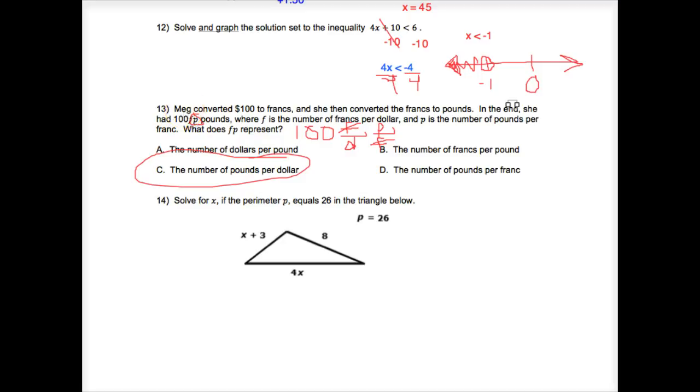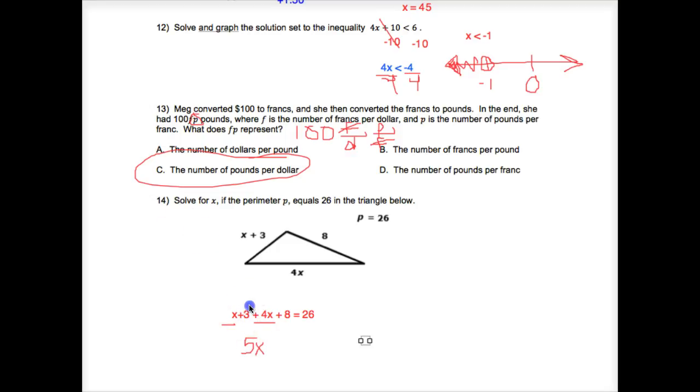Last one, yay! Solve for x if the perimeter is 26. So perimeter means add up all the sides. So x plus 3 is my first side, plus second side, which is 4x, plus 8, which is my third side. I need to set that equal to 26. In order to solve this equation, the first thing I should do is combine like terms. So these are like terms, x and 4x. That gives me a total of 5x. Notice I'm not using opposite operations. These are on the same side of the equal sign. So I combine them just as they are.